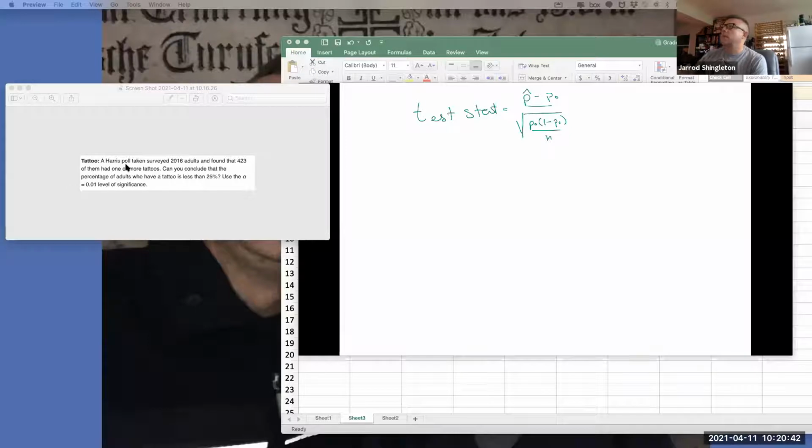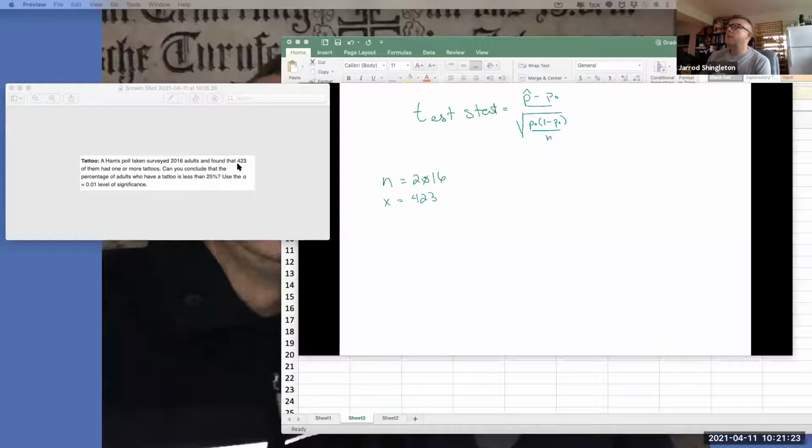A Harris poll surveyed 2016 adults and found that of those, 423 of them had one or more tattoos. You conclude that the percentage of adults who have a tattoo is less than 25%. Use an alpha equals 0.01 level of significance. I start to pull out the very important parts of this problem. So a Harris poll surveyed 2016 adults, so my number surveyed is equal to 2016. My number of yeses in that survey is 423.